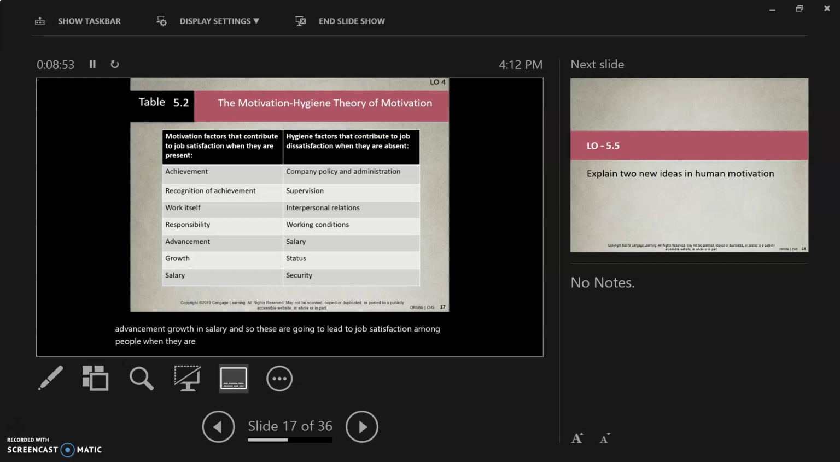However, the hygiene factors contribute to dissatisfaction if they're absent. So if we don't have good policies, if we don't have good supervision, if we don't have good relationships or good working conditions, or poor salary or poor status or poor security, then we're going to feel dissatisfied. So these are things that we need to have positive job satisfaction. If these are negative, we will have dissatisfaction.